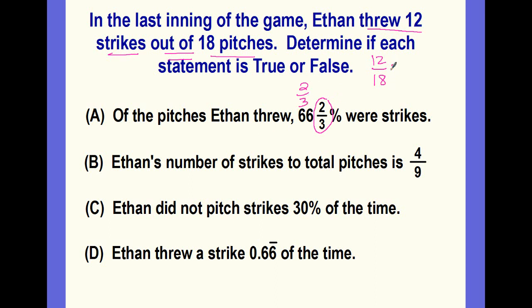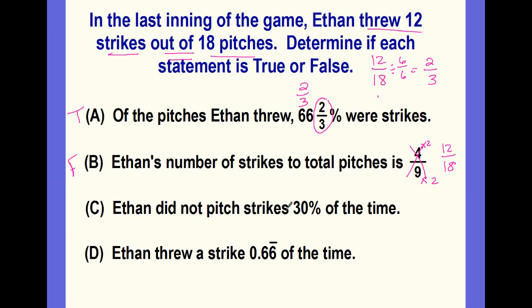So let's simplify. I can divide each by 6. 12 divided by 6 is 2. 18 divided by 6 is 3. And they match. So this is a true statement. Ethan's number of strikes to total pitches is 4/9. Okay, so again, 12/18, does it simplify to 4/9? Let me write it next to it. Well, if I want to find equivalent fractions, I can multiply 9 by 2 to make 18. But when I multiply 4 times 2, I get 8, not 12. So these are not equivalent. B would be false.